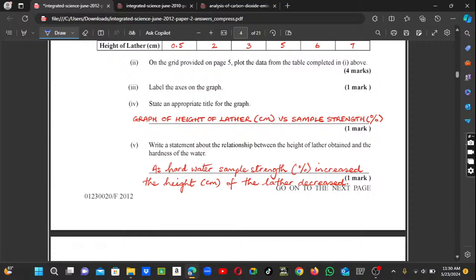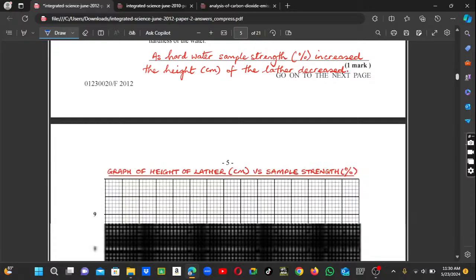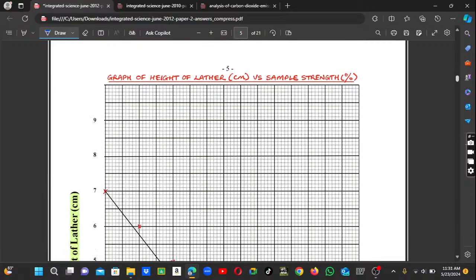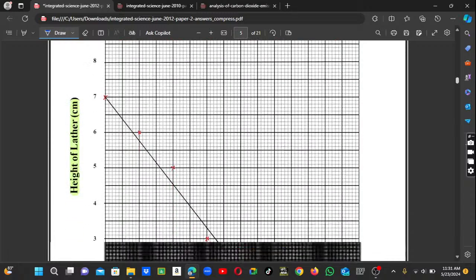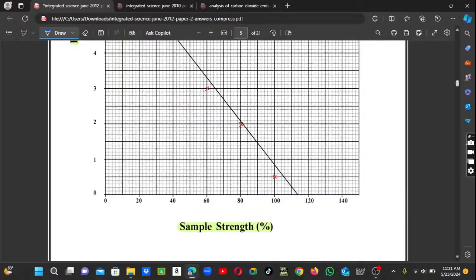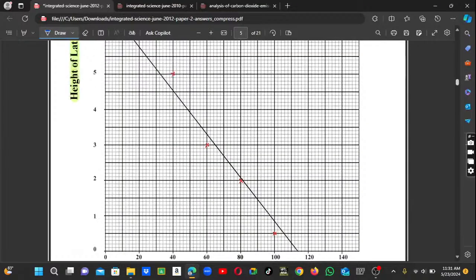Simple, very simple, guys. It's not hard. Alright, so here we have another graph. It's showing the graph of our ladder in centimeters versus sample strength in percent. Here we can see the sample strength, and we're just going to plot the graph.